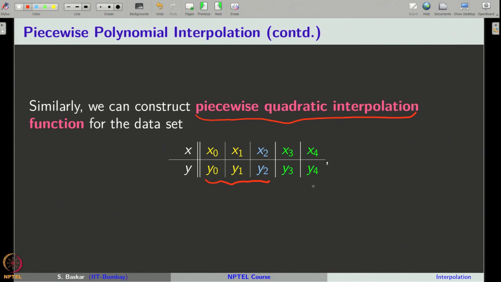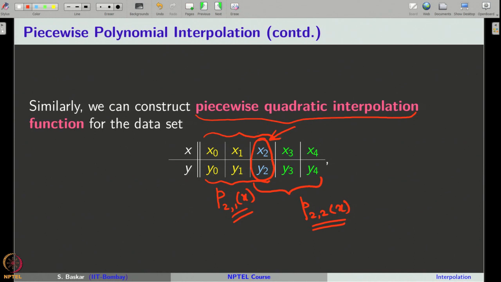Therefore, when you have a data set and you want to construct a piecewise quadratic polynomial function, you have to group the nodes in this way. That is, you need 3 points to construct one piece of the quadratic interpolating polynomial. Therefore, this will be P2 1 of x, and for the next piece, you have to take these nodes and construct P2 2 of x. Remember, this node will be common both for this as well as for this. This is also the case with linear polynomial. You can go and observe that. And you will have the continuity of the piecewise polynomial because of this only. Otherwise, it will have a gap between two nodes. We should not have this.